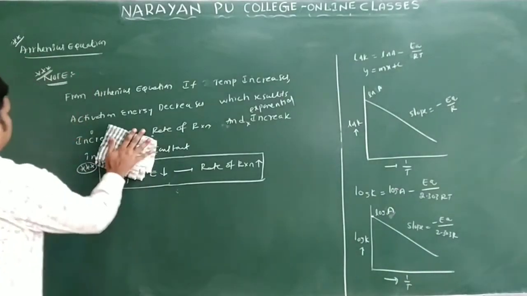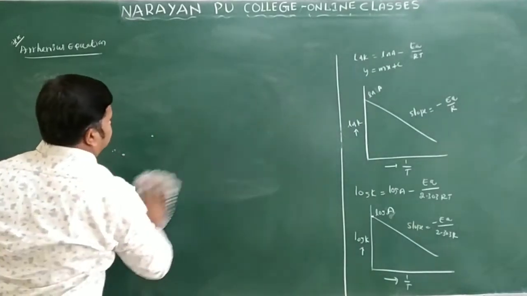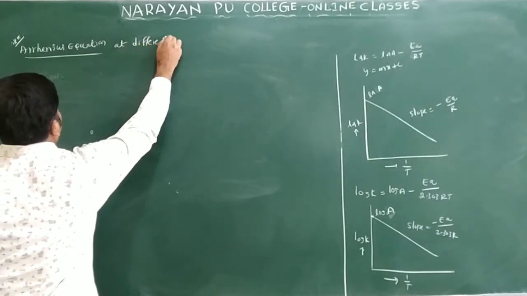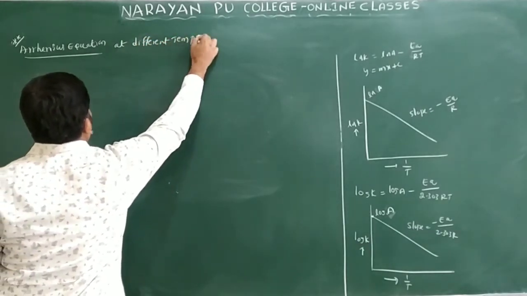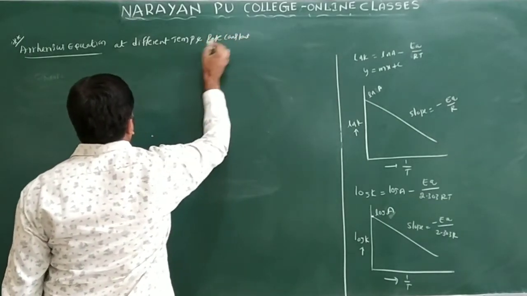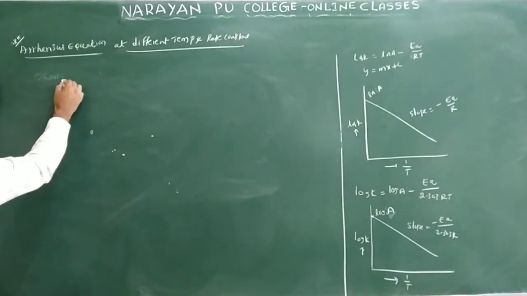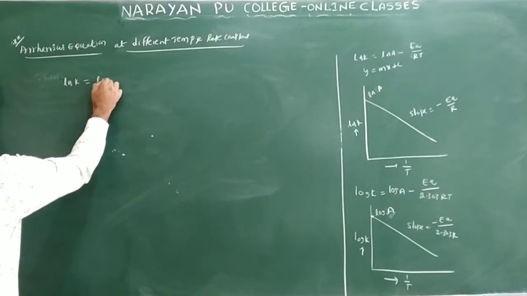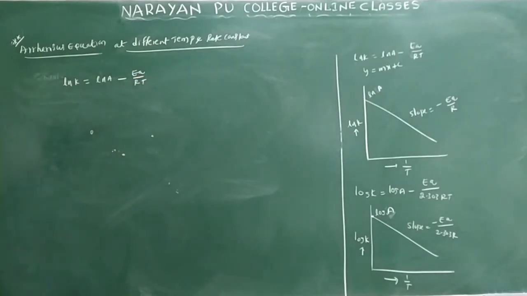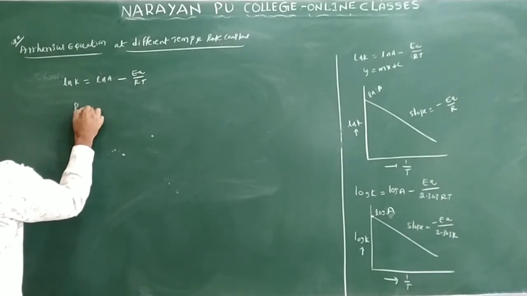Now we will write here: Arrhenius equation at different temperatures and rate constants. Clear? I am directly taking this expression here: Ln K is equal to Ln A minus EA by RT. This formula you know.